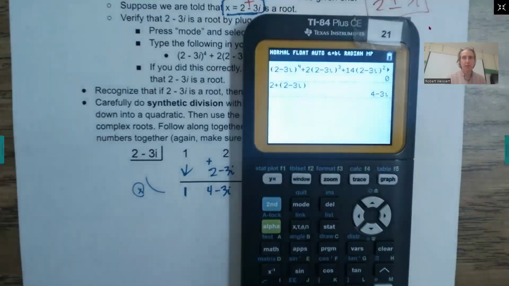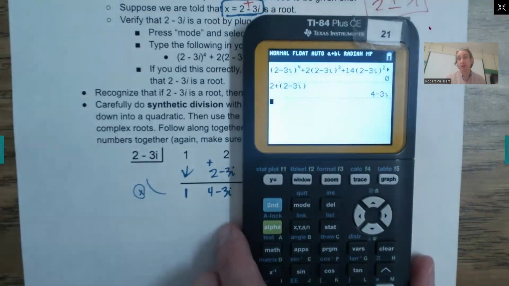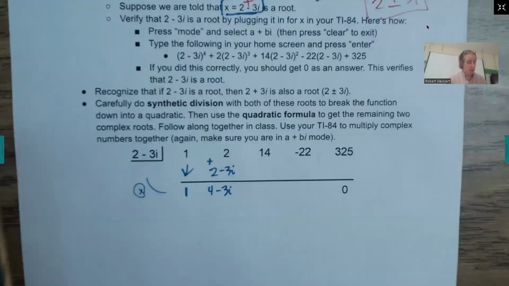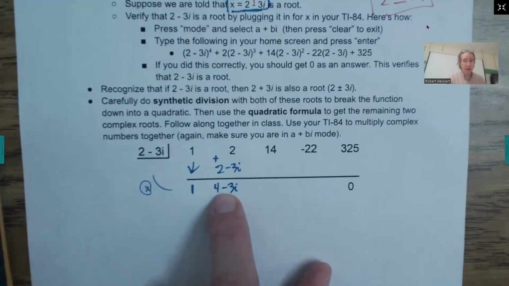Sure. 2 plus 2 minus 3i is 4 minus 3i. So I can use my calculator to help me do adding. It's going to come more in handy when you do the multiplication. All right, 4 minus 3i.